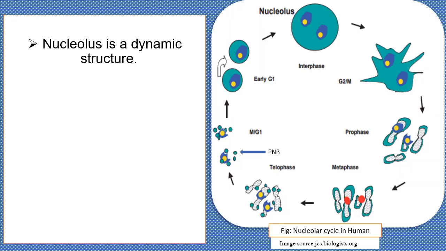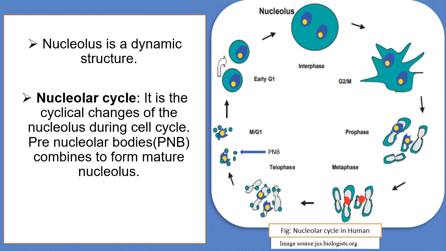Nucleolus, like the other parts of the nucleus, is dynamic at various levels. It breaks down and reforms during the cell cycle, and it can also change its shape, size, and position within the nucleus. So, the nucleolus can be considered a dynamic structure. The cyclical changes of the nucleolus during the cell cycle are termed the nucleolar cycle. And this is the diagram of the nucleolar cycle in human beings.